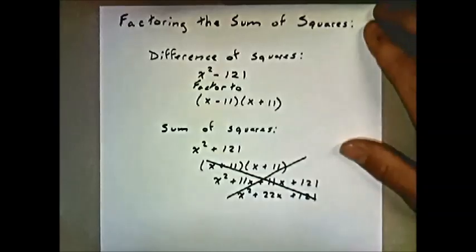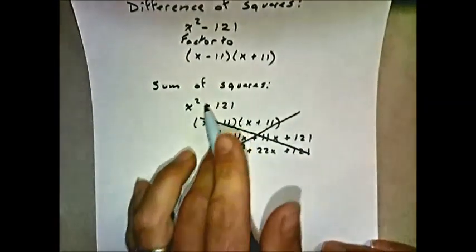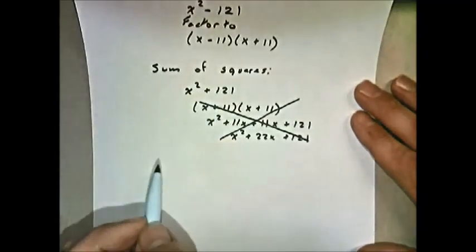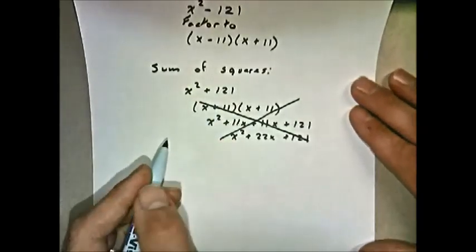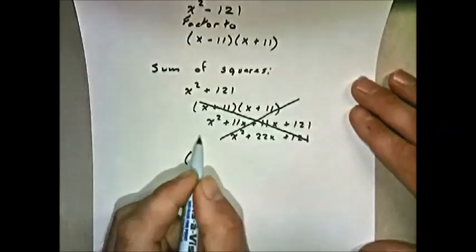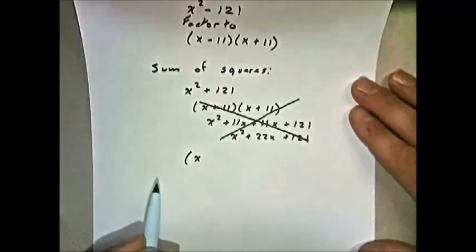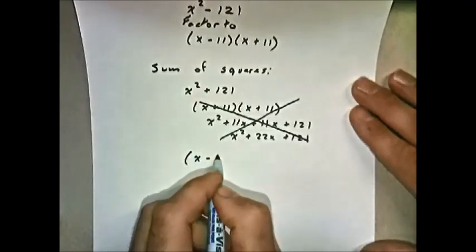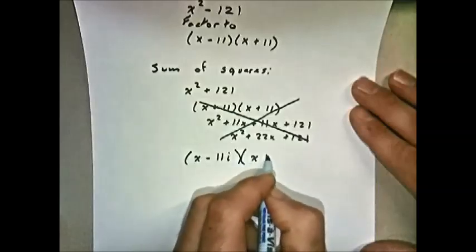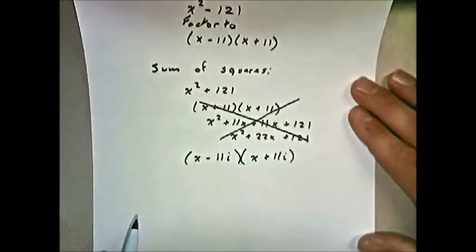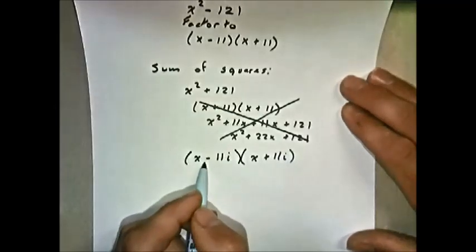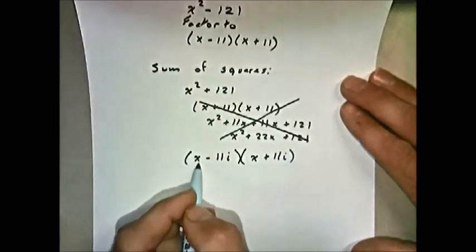In order to factor the sum of squares, and we're still going to use that x squared plus 121, we're going to use the complex number system, or the imaginary numbers. We're going to factor it very similar to what we did with the difference of squares. We're going to have x minus 11i and x plus 11i. You may be asking, why do we need that i in there? Well, let's go ahead and multiply this out and see how that i works out.